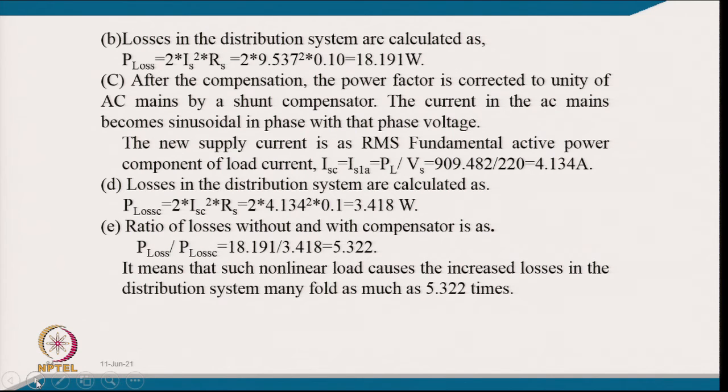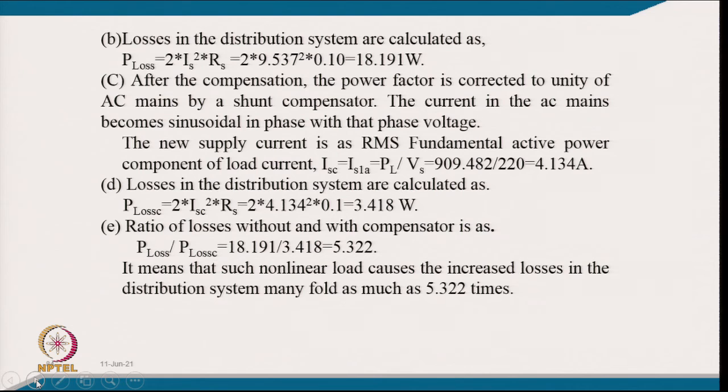So, regarding losses in the distribution system, you can see earlier the current was typically 9.537 ampere, but after compensation the current has reduced to 4.134 ampere. The losses in the distribution system are calculated as P loss equal to 2 Is square into Rs, and with the compensator, 2 Is' square into Rs, which is 2 into 4.134 square into 0.1. So, it becomes 3.418 watt, which is reduced from 18.19 watt to 3.41 watt.